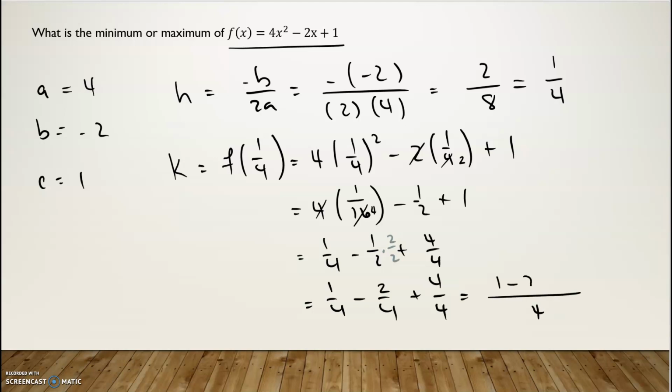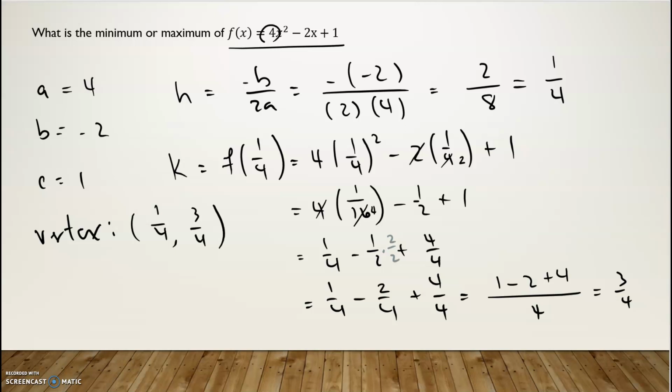is 1 minus 2 plus 4 all over 4. So 1 plus 4 gives you 5. 5 minus 2 gives you 3, so this should be 3/4. Okay? So our vertex, which is either going to be the max or the min, is 1/4, 3 over 4.